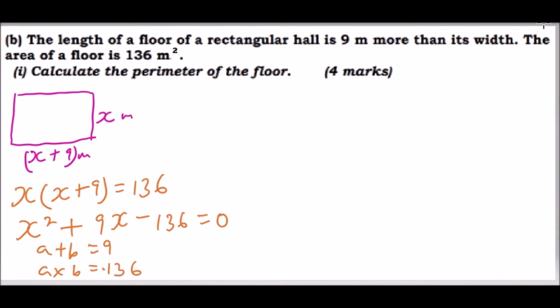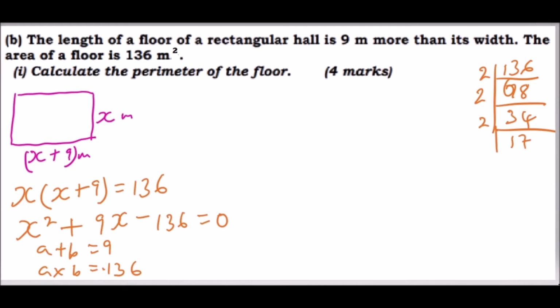To be able to get that, maybe you can factorize 136. 136 divided by 2 is 68. Then divide by 2, that will give us 34. Divide by 2 again, you get 17. We can say 8 multiplied by 17 is 136, and 17 minus 8 is 9. So we can use this to work it out.